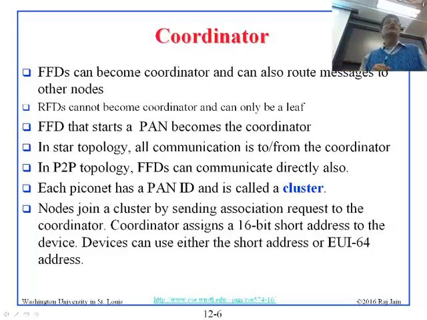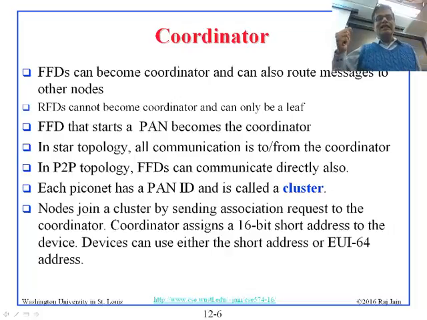If you have more than one TV, then you have to decide which TV becomes the coordinator, right? So, that's the idea here. FFD can become a coordinator, can also route messages to other nodes. RFDs cannot become a coordinator and can only be a leaf. FFD that starts a PAN becomes the coordinator. Okay? So that's another thing, is that you could just say, okay, I'm the coordinator. If you want to join, just come on and join. And if you join, then he's coordinator by default.